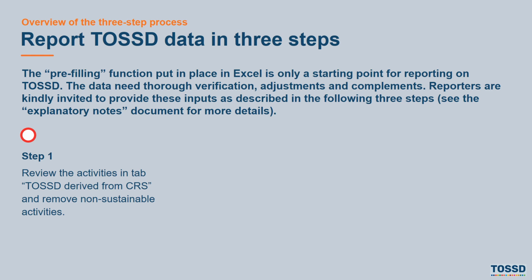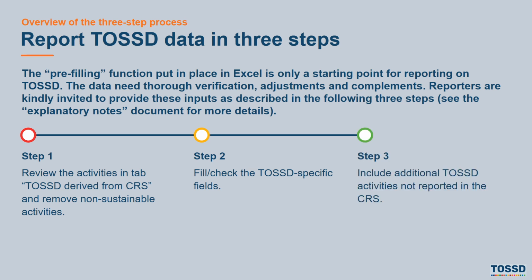Please also refer to the explanatory notes document for more details. So the first step is to review the activities in the tab TOSSD derived from CRS and remove non-sustainable activities. Afterwards, it is necessary to fill and check the TOSSD specific fields. And the last step is to include additional TOSSD activities not reported in the CRS. We will dive into each step in the upcoming slides.